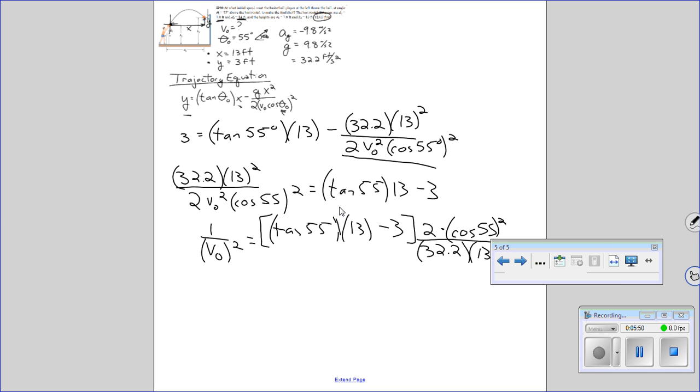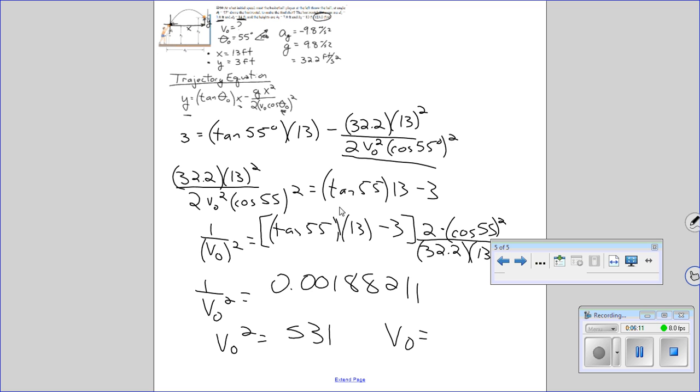and you get that 1 over v naught squared is 0.001888211, which means that v naught squared is just 1 over that, which is 531 or something like that. Then square root both sides, and your v naught turns out to be 23 feet per second. All right, there you go. Trajectory equation. Lots of fun.